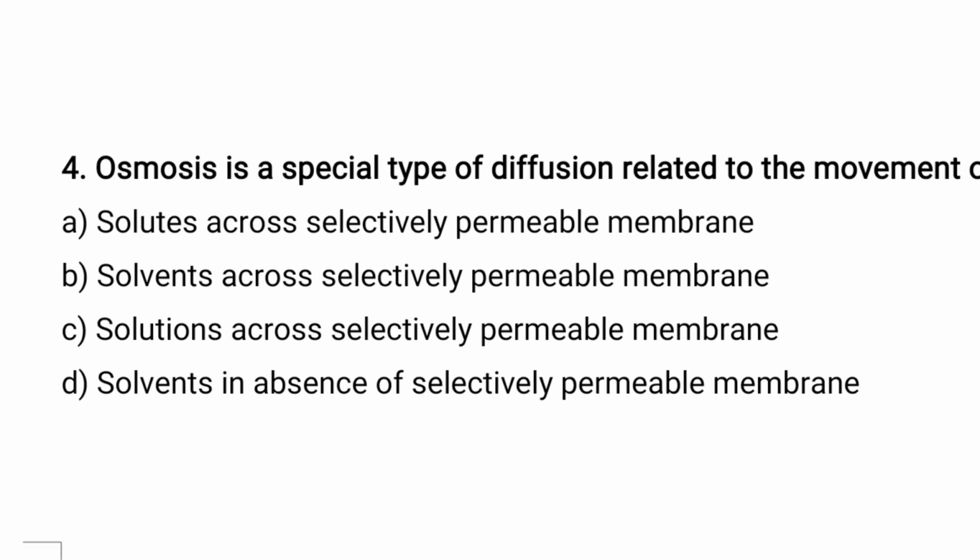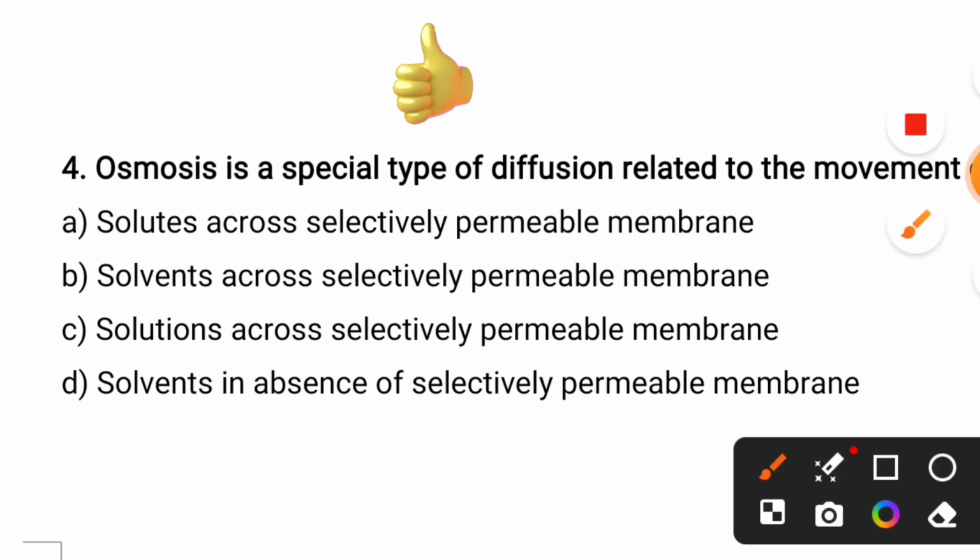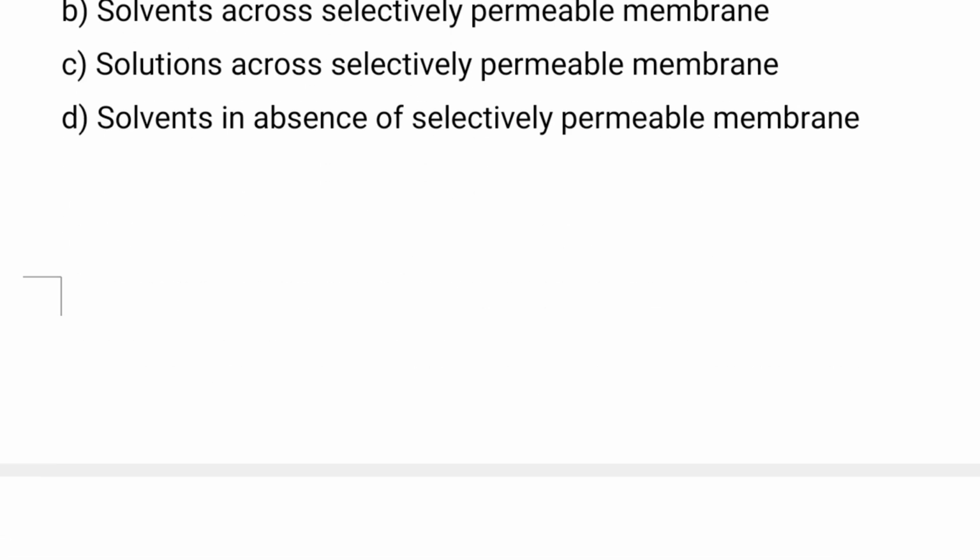Osmosis is a special type of diffusion related to the movement of: solutes across a selectively permeable membrane, solvents across a selectively permeable membrane, solutions across a selectively permeable membrane, solvents in absence of a selectively permeable membrane. So the correct answer is solvents across a selectively permeable membrane. Let's see the next question.